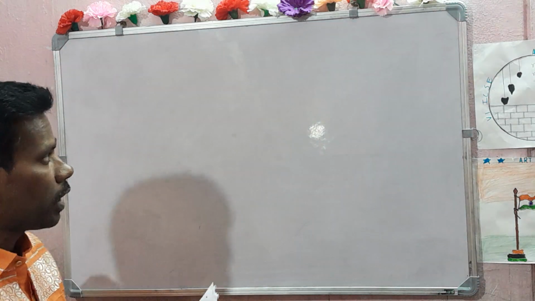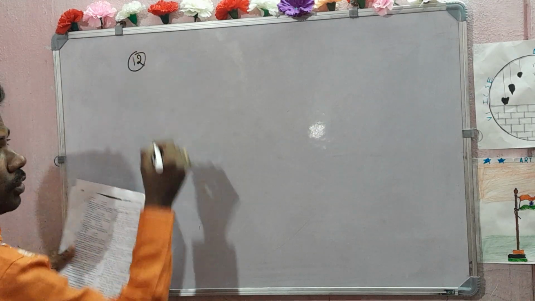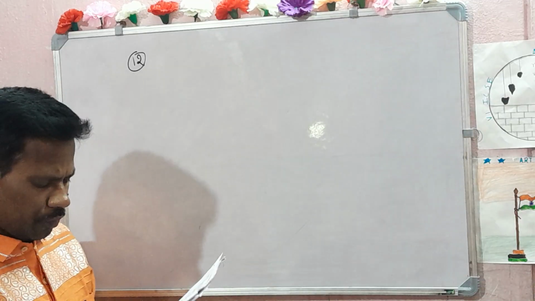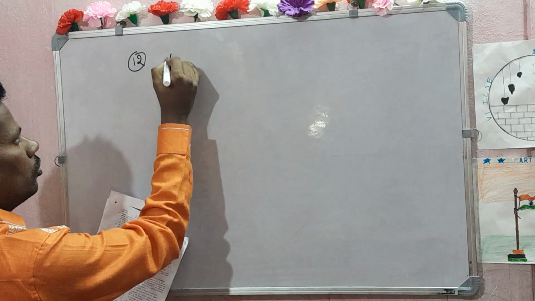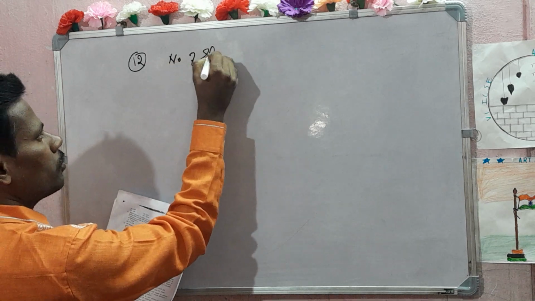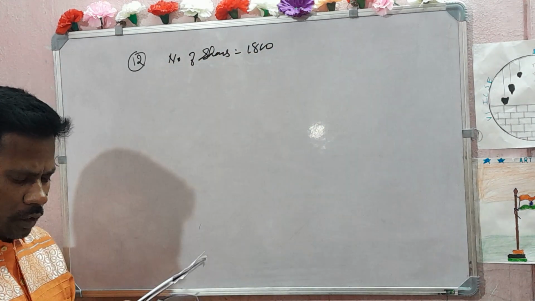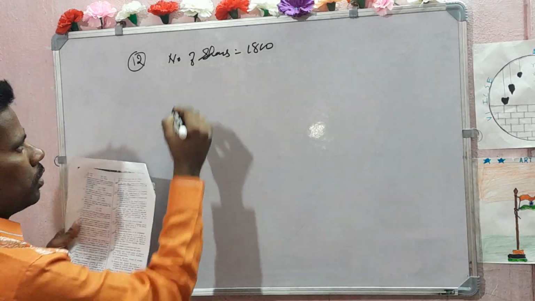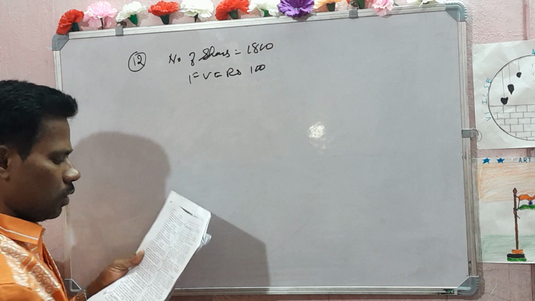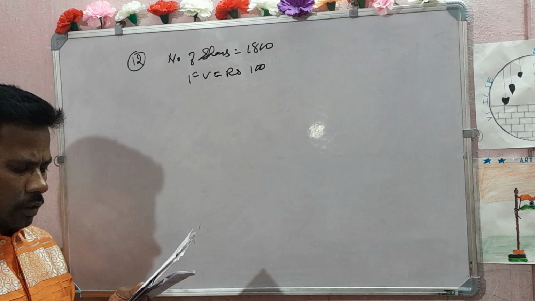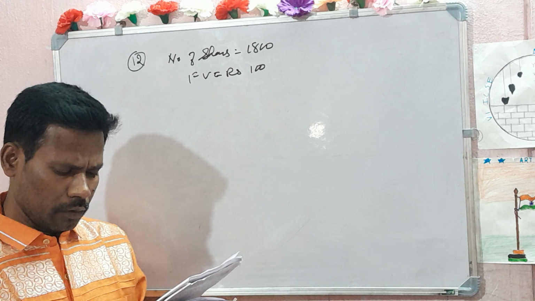So first of all, let me write what the given conditions are. Problem number 12, Serena Publishers, Exercise 3B. A lady holds 1800 shares. So simply, number of shares is 1800, right? Face value is 100.